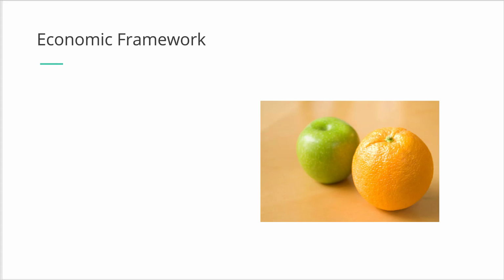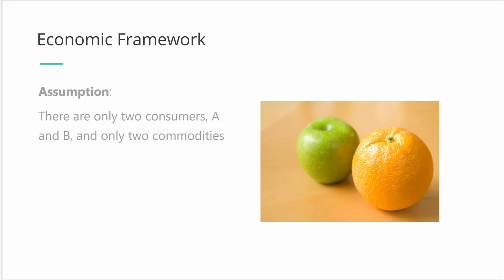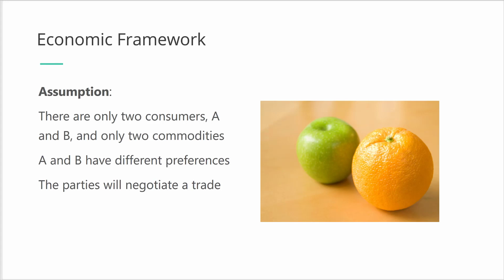Let's illustrate this using a very basic scenario. Imagine a world consisting of only two commodities, apples and oranges, and only two consumers, A and B. Both A and B have different preferences, but each want to consume some quantity of both commodities. What will likely happen? We can be almost sure that unless A and B are already satisfied with the initial allocation of those commodities, they will negotiate a trade.